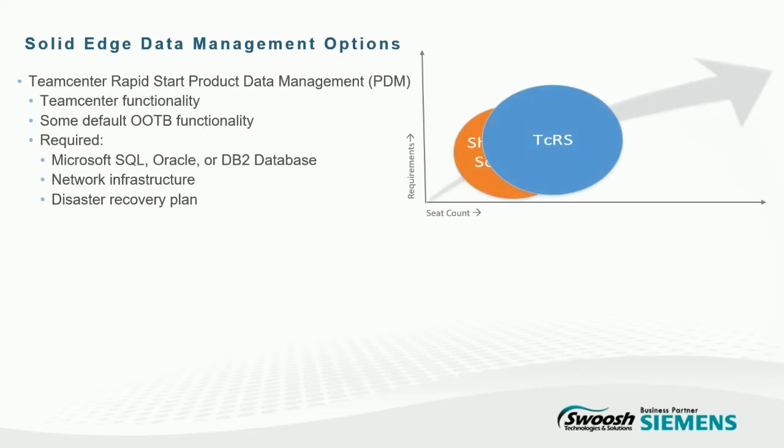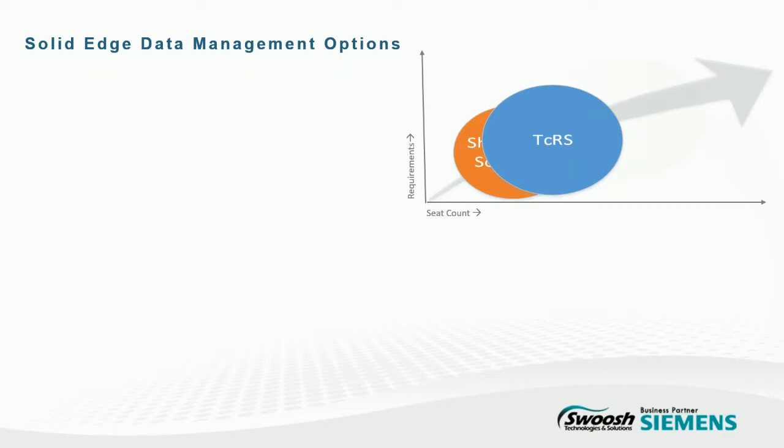So where do we go from there? Team Center Rapid Start. It's your full function PDM, and it has some out-of-the-box functionality. What do I mean by that? It has some built-in workflows already predefined, like the in-work, released, obsolete, something to that effect. It does require some third-party products, but it's not necessarily dependent on Microsoft products like Insight is. Oracle or other types of databases are used.